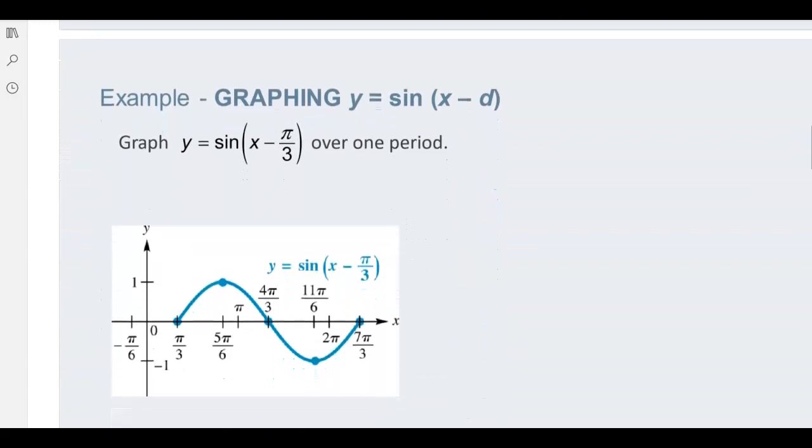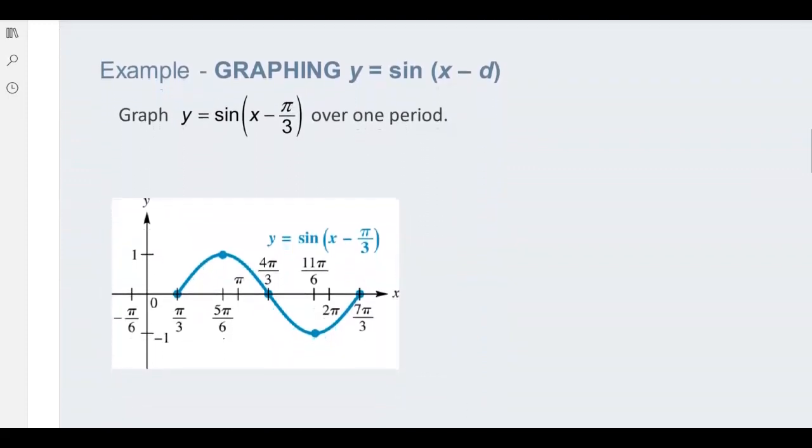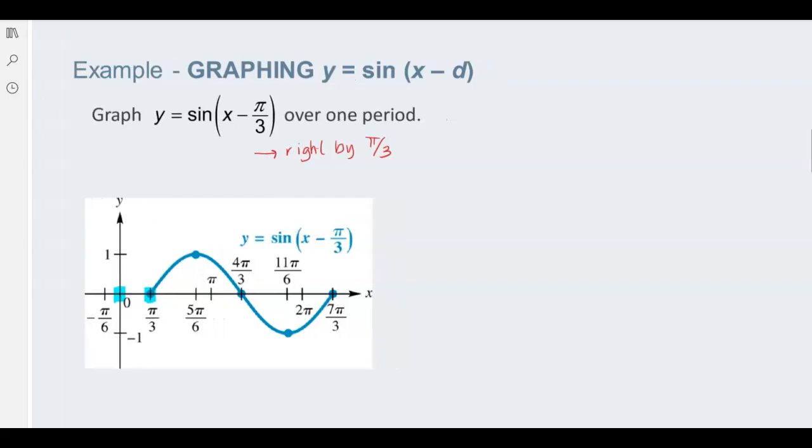So here's an example of sine of x minus pi over 3. You can see that rather than starting at 0, the graph is starting at pi over 3. The whole graph moves over to the right by pi over 3 units. Now, if we didn't have a picture to start with, how would we get this picture?